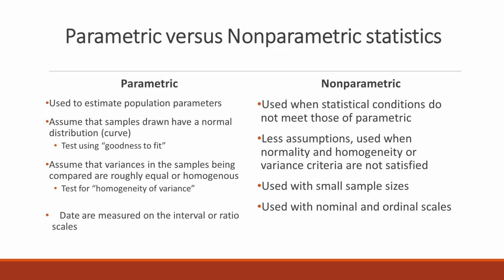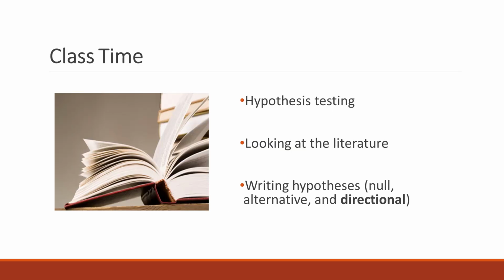Non-parametric statistics are used when statistical conditions are not met for parametric. We use non-parametric when normality and homogeneity of variance criteria are not satisfied, for small sample sizes, and when data is nominal or ordinal scale. In lecture this week, you will discuss hypothesis testing. You will also look at the hypotheses of other researchers and practice writing your own.